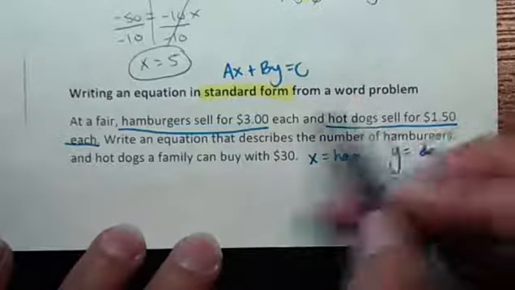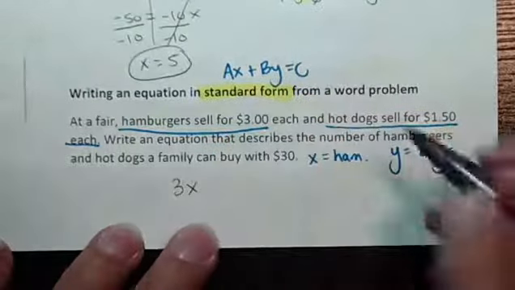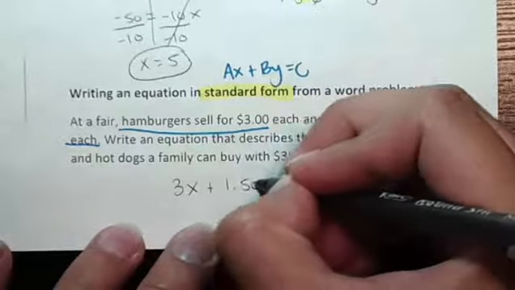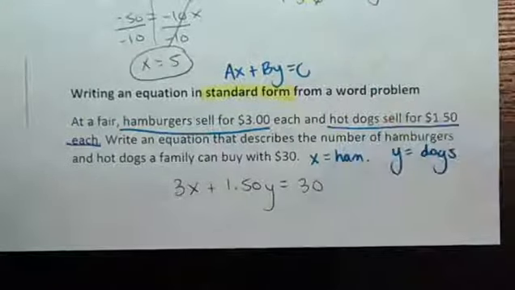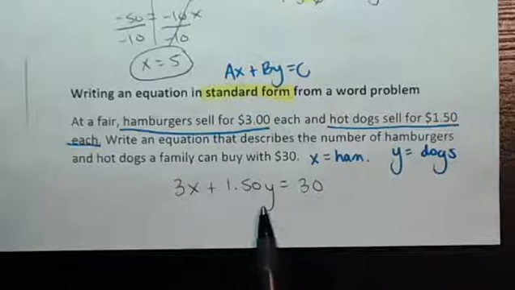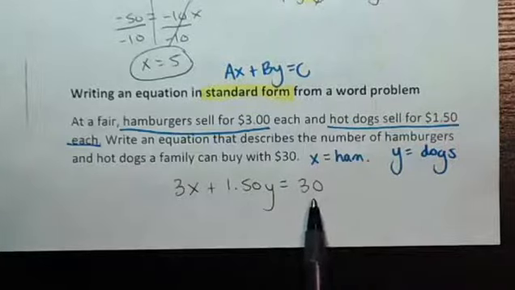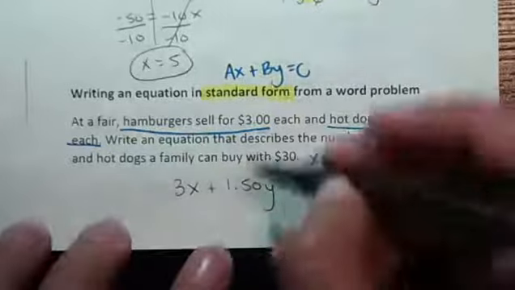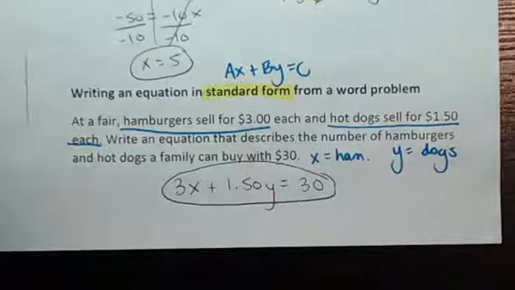Okay, if you got this as your answer, it was $3 each hamburger, so 3 times x plus $1.50 times each hot dog, and the total amount of money that they have to spend is $30. That's your standard form right there. I have $3 per hamburger plus $1.50 per hot dog, and the most that we have is $30. We're not going to convert that because it's not asking us to find anything else for right now, but again, we're going to eventually get into those standard form word problems and solving for one of those variables.